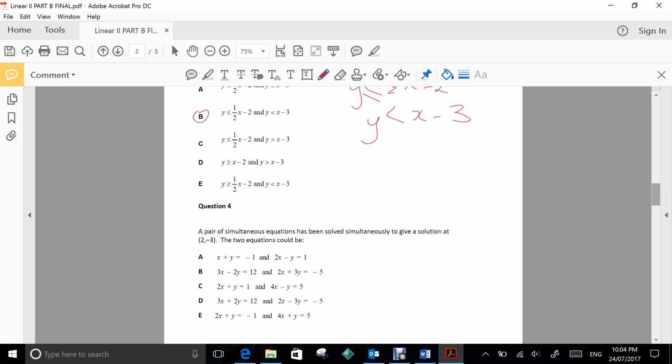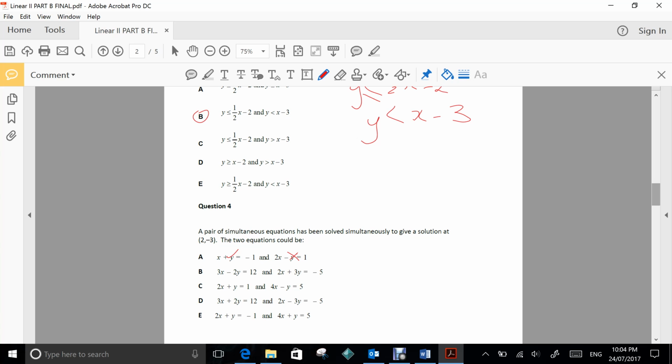A pair of simultaneous equations has been solved simultaneously to give a solution 2, -3. The two equations could be what? The best way to do this is to substitute 2, -3 into each of these equations, and the one you're looking for is the one where 2, -3 works with both. So 2 plus negative 3 is negative 1, so that's a tick, but you'll see that this one's false. 4 minus negative 3 is in fact 7, so A is not the answer.